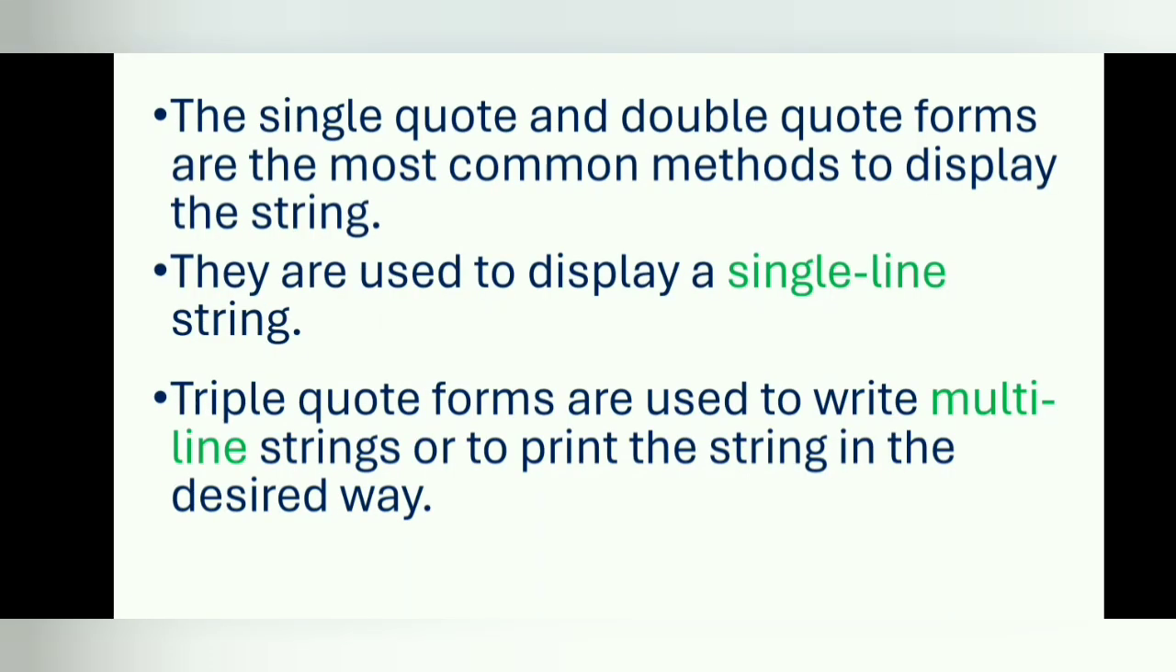Single quote and double quote forms are the most common methods to display the string. They are used to display a single line string. Triple quote forms are used to write multi-line strings or to print the string in the desired way.